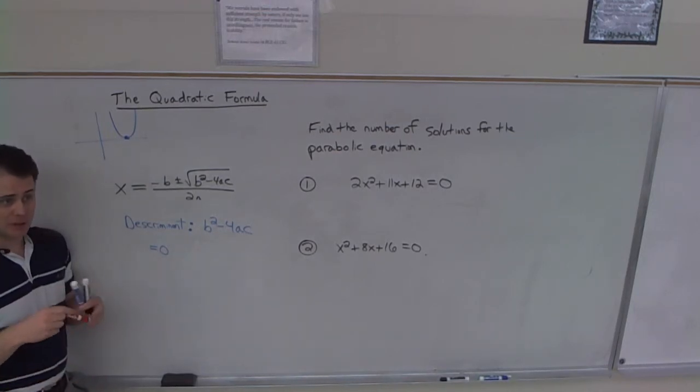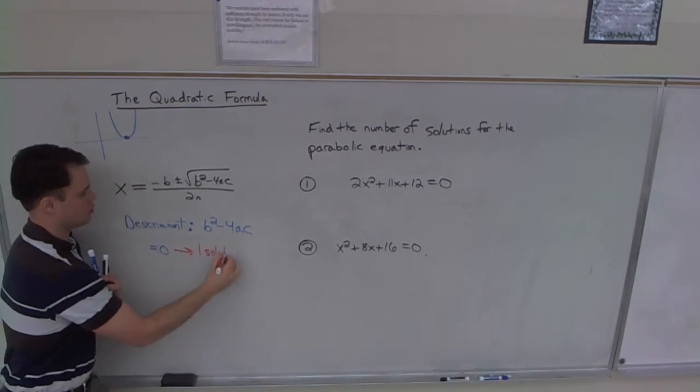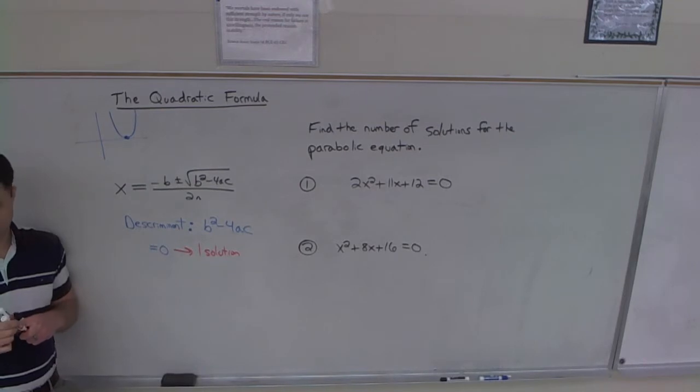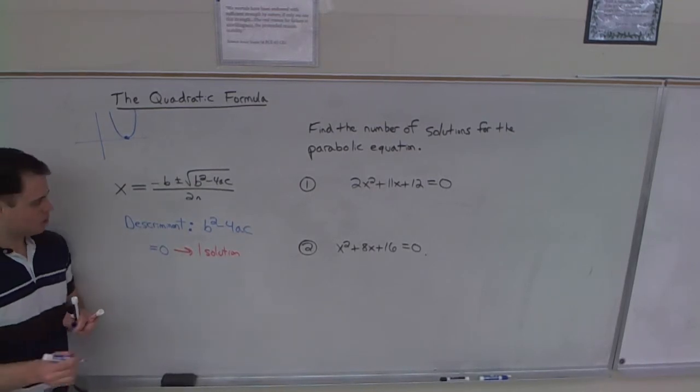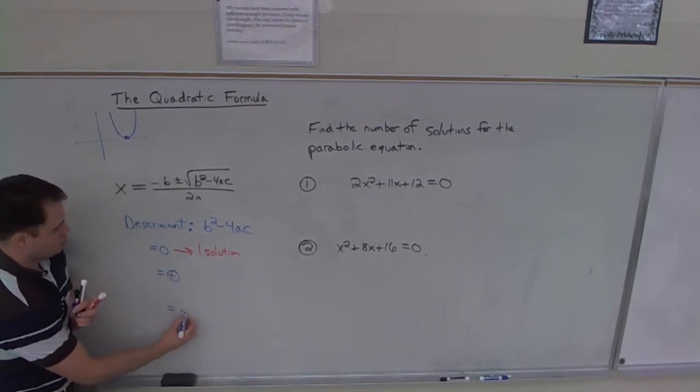So let's say if the discriminant is 0, we should think about this picture. We're going to get one solution. In other words, one x-intercept for the graph. Most of the time that doesn't happen. That's pretty rare. Most of the time you're going to get that the discriminant is something positive or something negative.